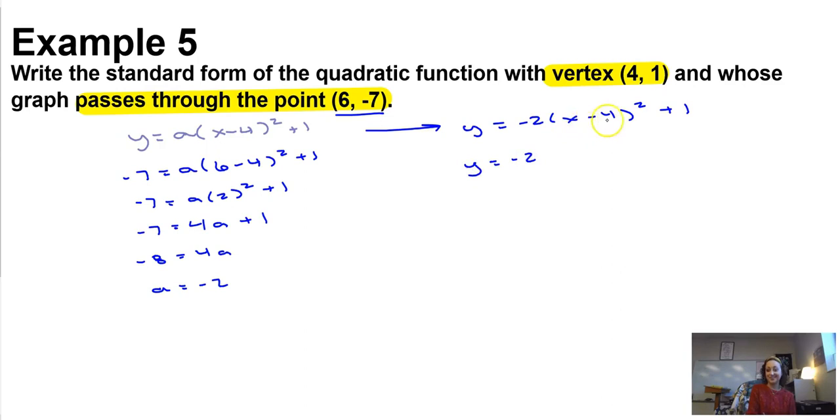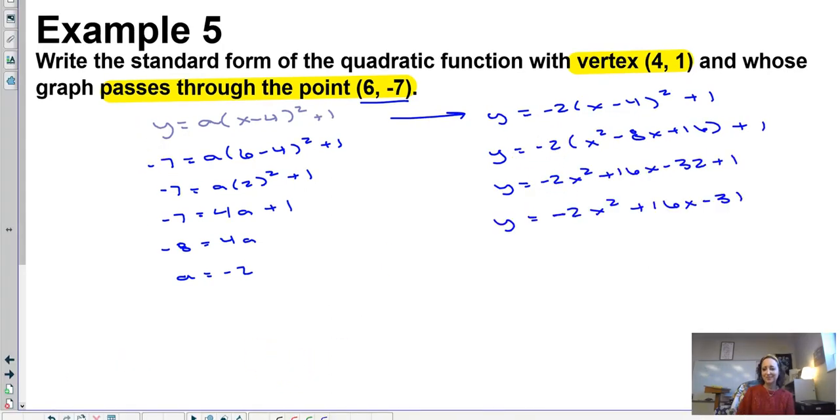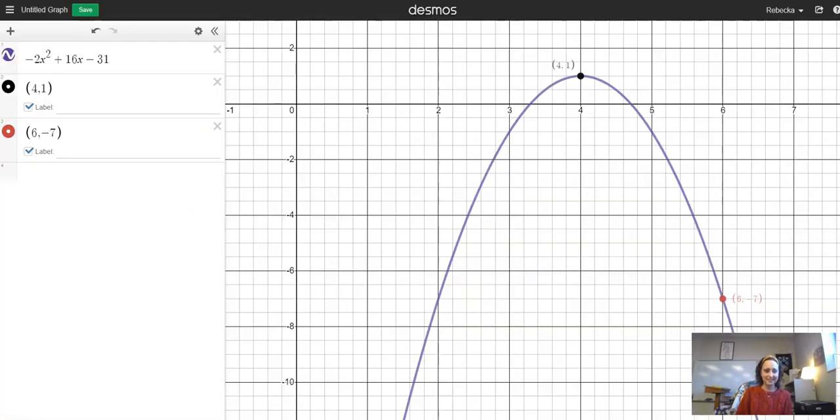So for example, make sure you do PEMDAS first. Expanding x minus 4 quantity squared would be x squared minus 8x plus 16, and I still have this plus 1 out there. And then again, just distribute and combine like terms. So I'm confident you can do the math there, but we should get -2x squared plus 16x minus 31 as our final answer, and we can always check on Desmos, right? So I've graphed what we got as our final answer, and I'm verifying, okay, yeah, the vertex is 4, -1, and it does indeed go through the point 6, -7.